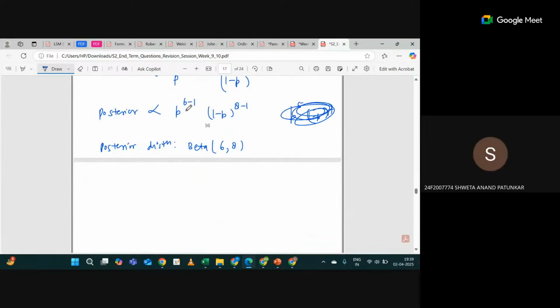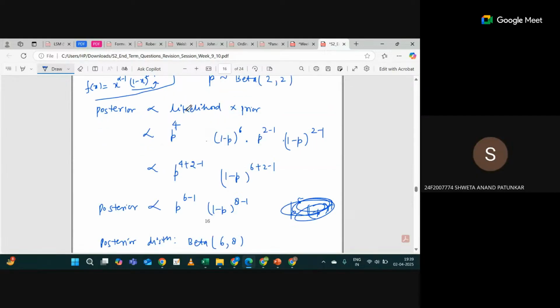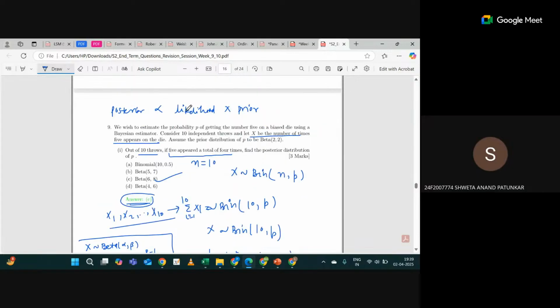Sir, could you please show me the question once again? The whole question statement. Consider 10 independent throws of a die, and let X be the number of times 5 appears. You are throwing a die, and out of 10 times you are getting 5, right? And 4 times it does not. I thought 5 occurs 5 times, so that's why I was getting it wrong. No, no, 7. Okay, got it, sir.